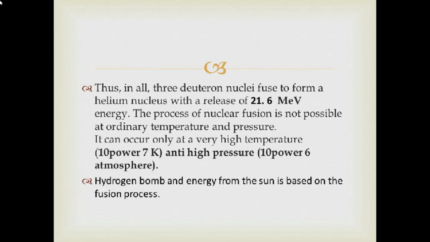The process of nuclear fusion is not possible at ordinary temperature and pressure. Remember this temperature and pressure. It needs high temperature and high pressure; the high temperature is about 10 to the power 7 Kelvin and the high pressure is about 10 to the power 6 atmosphere. This happens in a hydrogen bomb, and this reaction also happens in the sun. Energy from the sun is based on the fusion process. This 21.6 mega electron volt, remember this number from the fill in the blanks point of view.